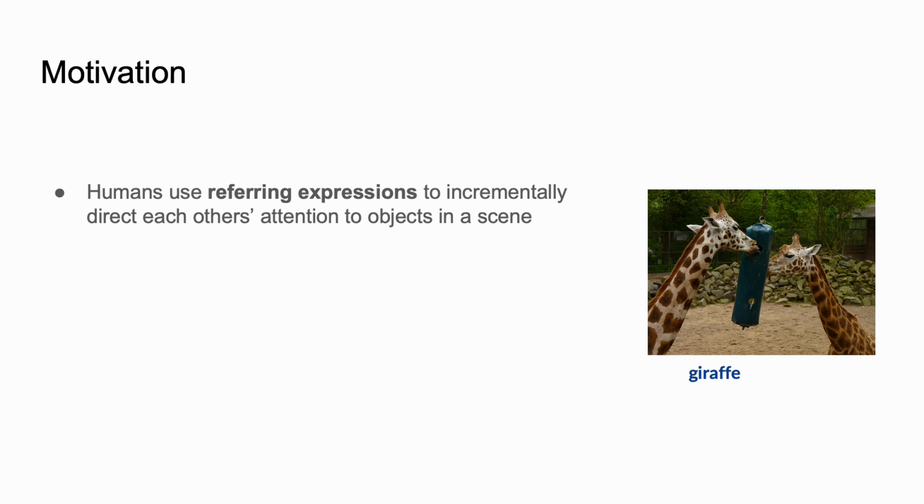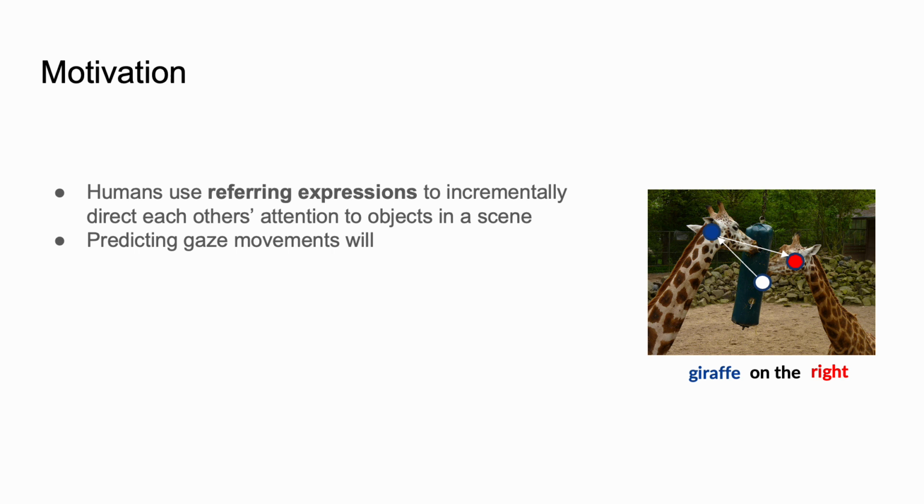For example, in this scene, one might move their gaze to either animal on hearing the word giraffe, and then decide not to move their gaze for words like on and the, as they do not add any additional information. And then finally, upon hearing the word right, they might fixate on the correct giraffe.